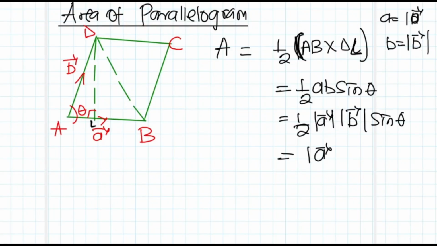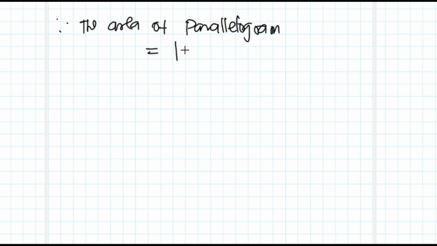which is actually equal to A cross B. So A cross B. So we can use the formula to calculate the area of a parallelogram. Therefore, area of parallelogram: if two adjacent sides of a parallelogram are given as A and B, then the area of the parallelogram equals A cross B.